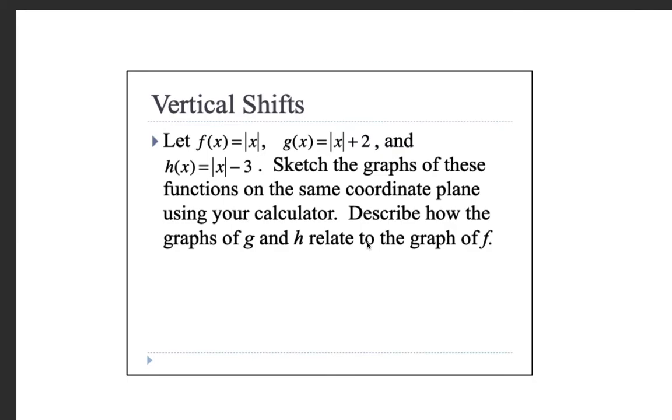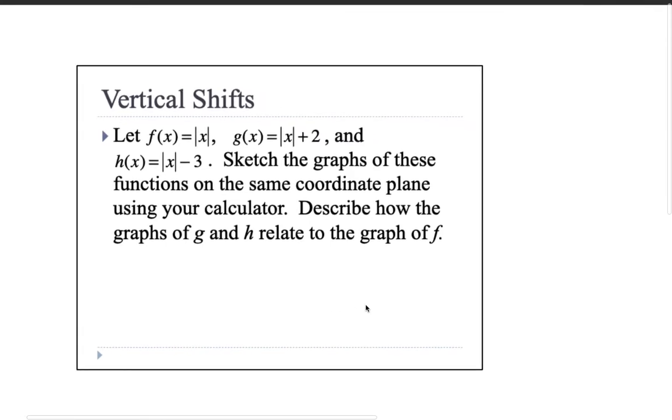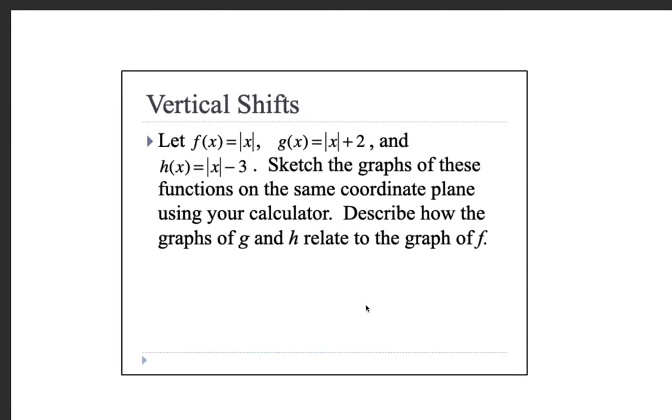We're going to graph them all on the same coordinate plane using our calculator, and then we're going to describe how g and h relate to the original graph of f. So f is what we would call the parent function for absolute value of x. It's the most simple absolute value function that you can have, and this is the one that we memorize the shape of, and then we can get any other absolute value graph from that. So that's our goal for today. So let's go ahead and put these in our calculator.